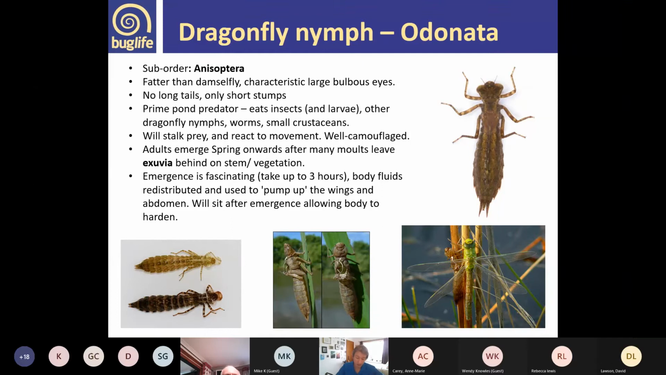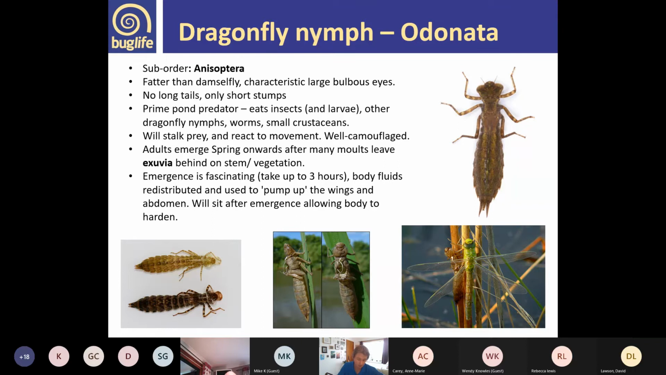Adults emerge after about 2 years underwater and spend little more than a few weeks on the wing. So much like many other aquatic insects, they'll spend most of their lives in the water before hatching and flying for just a short time before the end of their lives, laying eggs in the fresh water and then dying off.